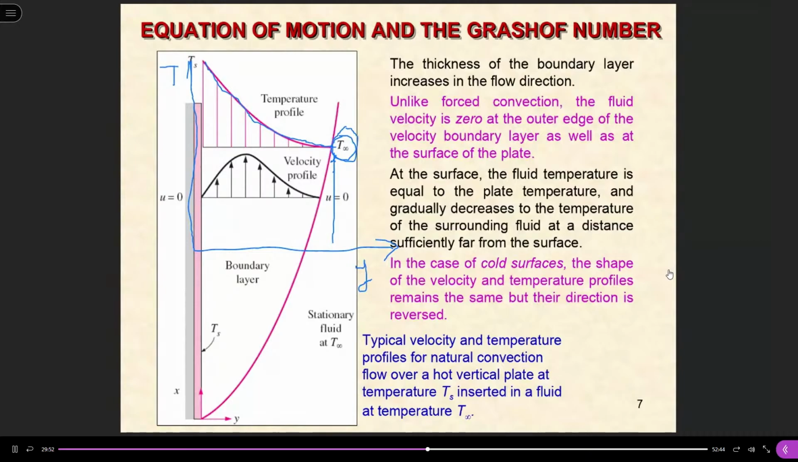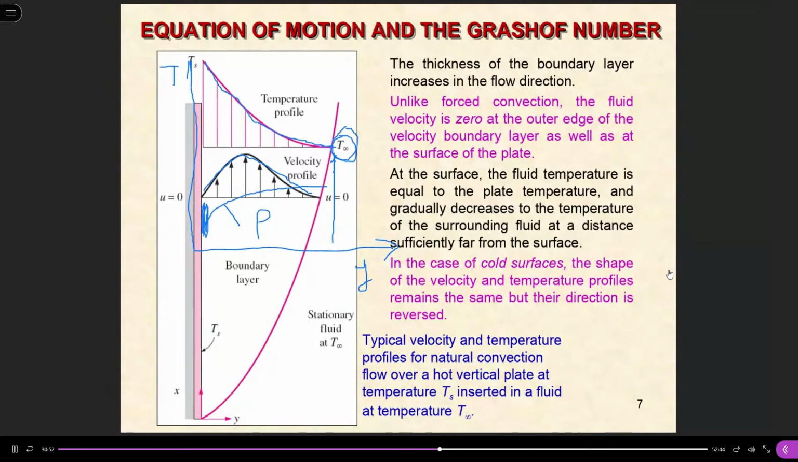And this slide illustrates how the velocity varies. Theoretically, you should have a higher velocity close to the surface, because here the fluid density is lowest, since it's a warm surface. If I draw a density variation, maybe it looks like this. So the density of the fluid is lowest close to the surface, and highest at a certain distance away from the plate.